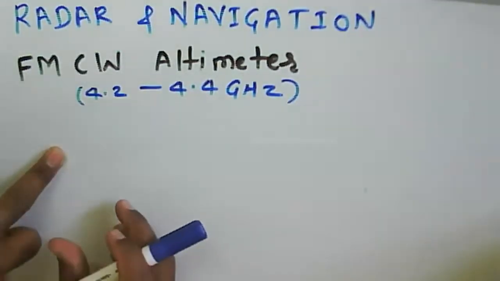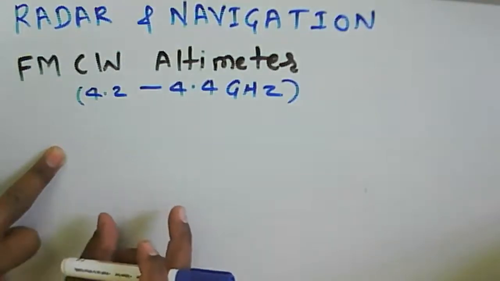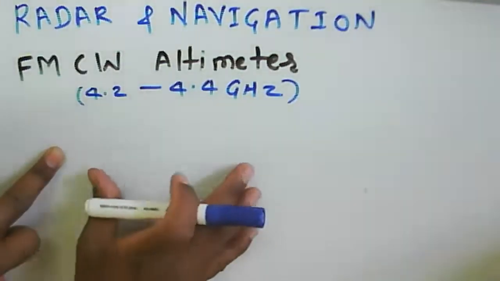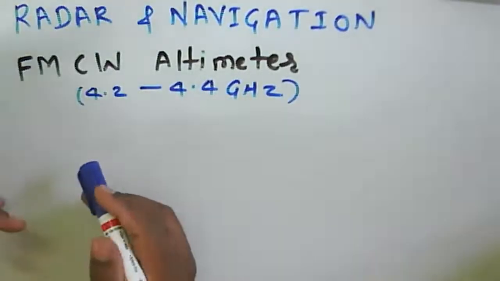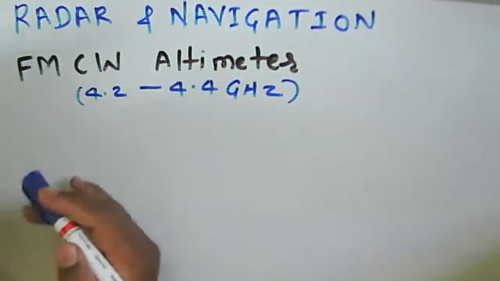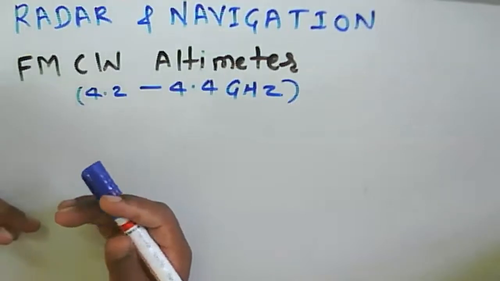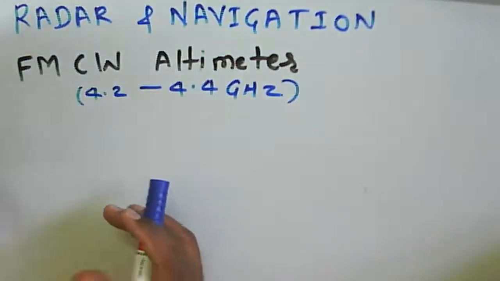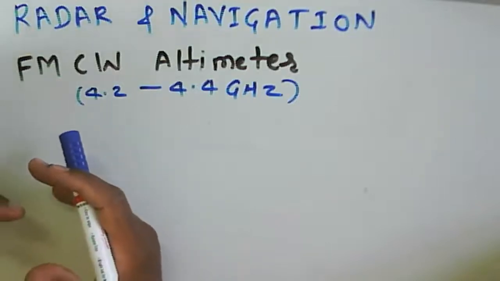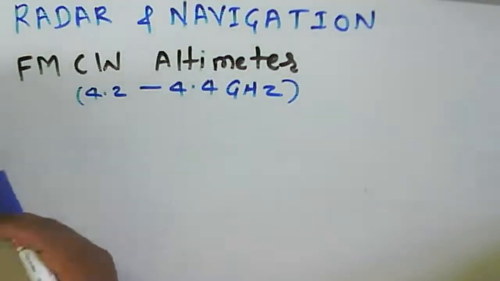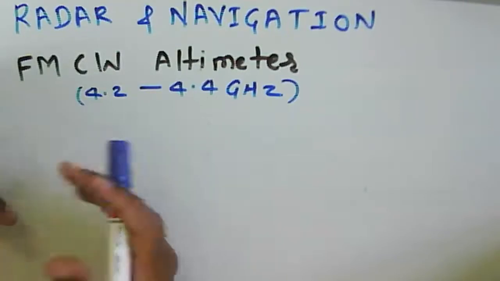So in that case, if you see the device we are using in the altimeter, mostly the transmitter does not require a large transmitted power because the height is small, as well as the cross section is large. Even if we send a small signal power, it can be scattered from that cross section, so we will get the echo.